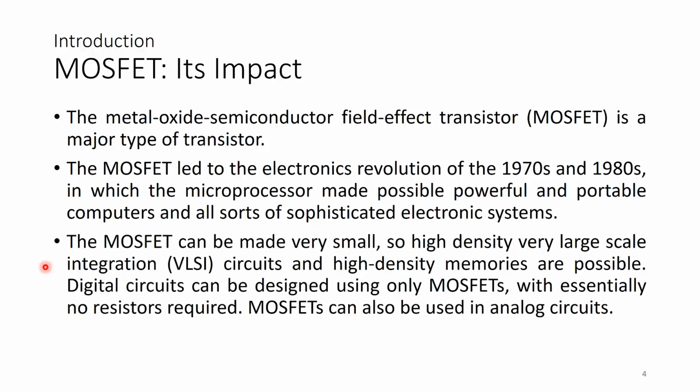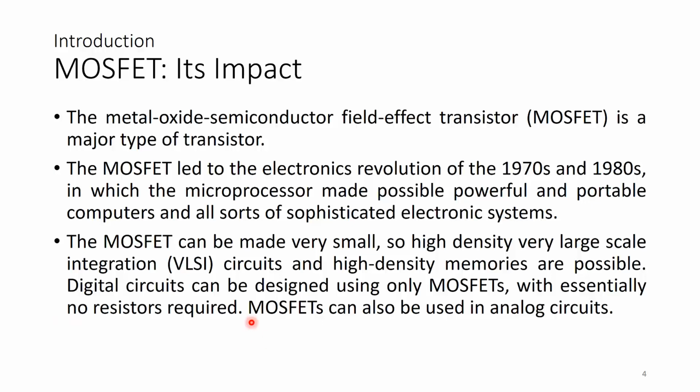So the MOSFET can be made very small because the construction is simpler than the BJT. So high density, very large scale integration, VLSI, circuits, where you can have hundreds and thousands of transistors in one small chip, are possible, and high density memories are also possible. Digital circuits can be designed using only MOSFETs with essentially no resistors required, because MOSFETs, other than switching, can also be designed to act as a resistor as well as a capacitor. So you can have a circuit without having to have an external component.